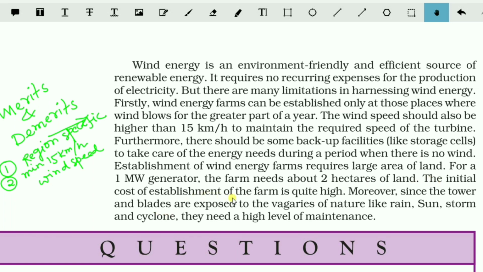The initial cost of establishment of the farm is quite high. This is also a demerit. Since the tower or blades are exposed to the vagaries of nature like rain, sun, storm and cyclone, and we cannot control rain, sun, storm and cyclone, they need a high level of maintenance. So what is the third demerit? That is the high maintenance cost.